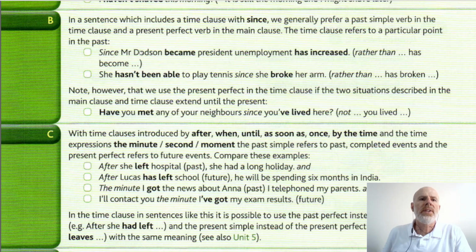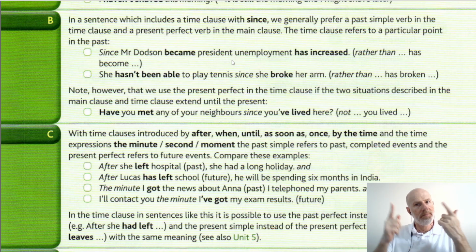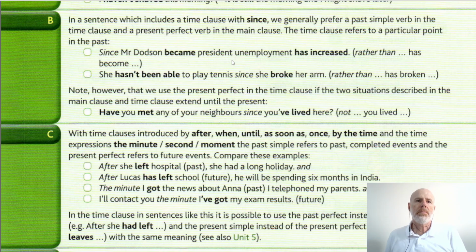Let's see the examples. Since Mr. Dodson became president, unemployment has increased. So that situation started bad for employment. It started when Mr. Dodson became president. So, starting at that time period, this is what has happened, rather than has become.